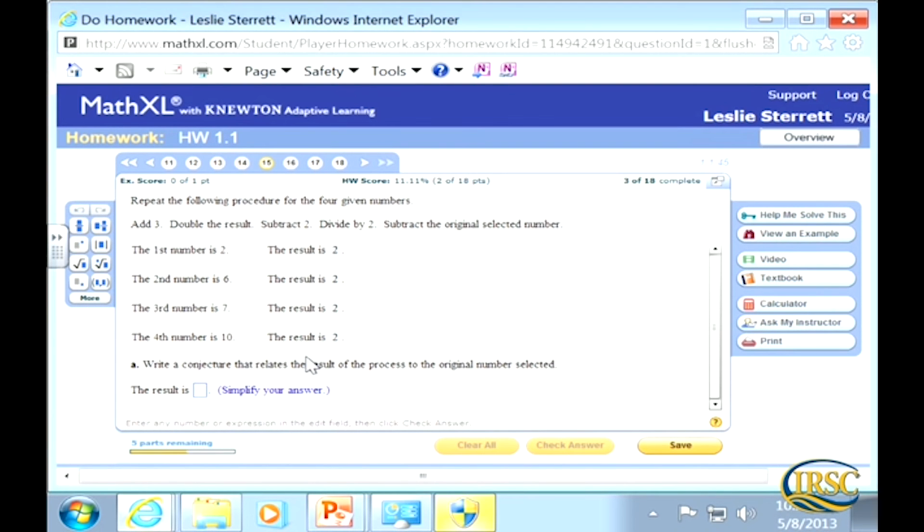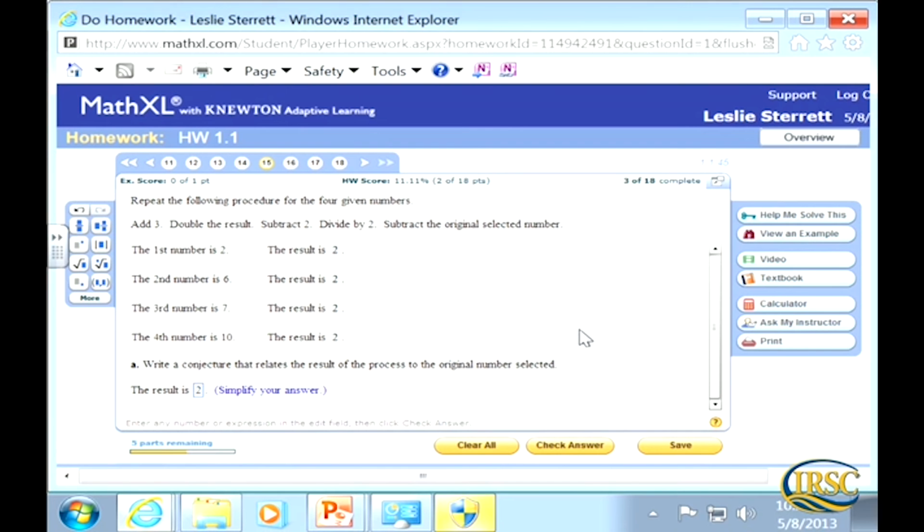So now it says, write a conjecture that relates the result of the process to the original selected number. What do you think the answer is always going to be? 2. So your conjecture would be that the result is 2, so you're typing in a 2. Now, let's say that you always come back to the original number. Maybe when you did a 2, you got a 2. When you did a 6, you got a 6. When you did a 7, you got a 7. Then you could say, well, you can use a variable.